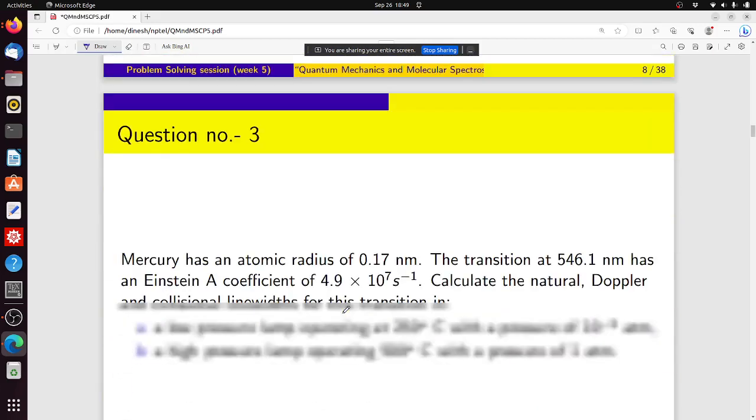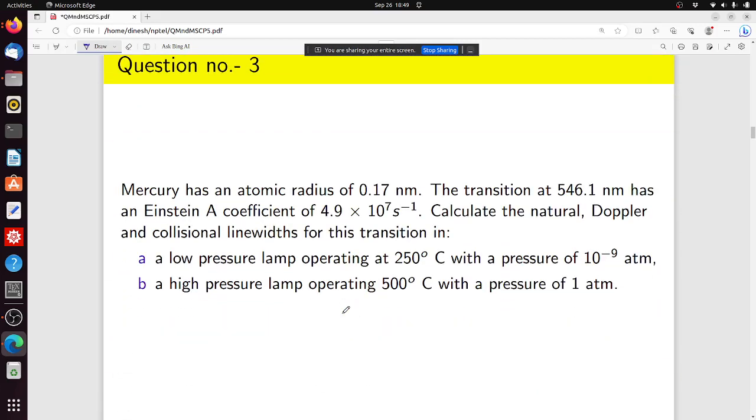Okay, so let's move on to the next question. Okay, so the next question is: Mercury has an atomic radius this much, 0.17 nanometer.